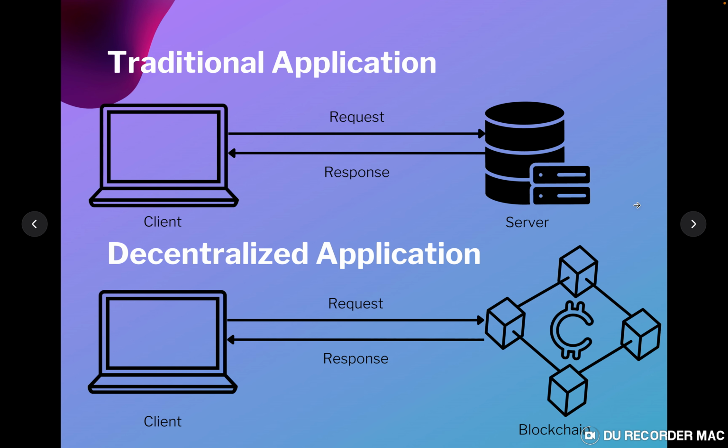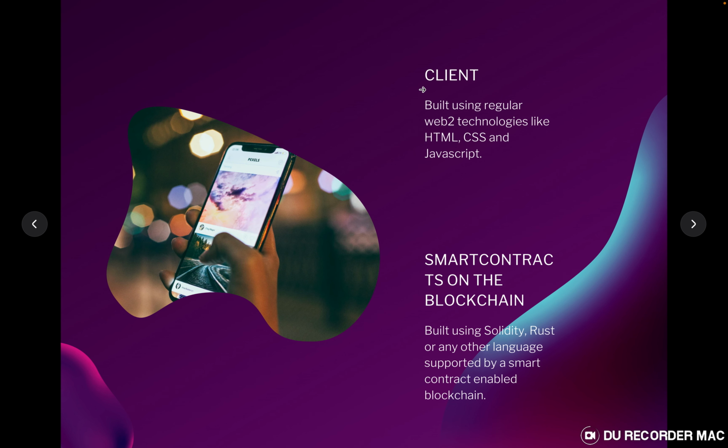So let's move on to see what we need in building a decentralized application. For the clients, like I already mentioned at the start of this bootcamp, you will need Web2 technologies like HTML, CSS, and JavaScript. Your regular Web2 technologies are what you use in building a client. So you are fine if you already know Web2, right?